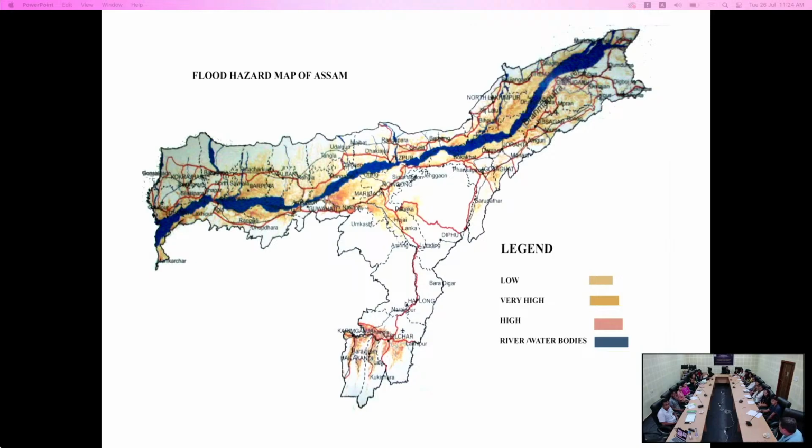Now, you tell me, looking at this map, what does this thick blue line mean? Which river? Brahmaputra. Okay, is Brahmaputra the only river in Assam? There are other rivers also, which you rarely see. There are some big ones. Okay, anyway, now you tell me which are the areas where flood hazard is maximum.